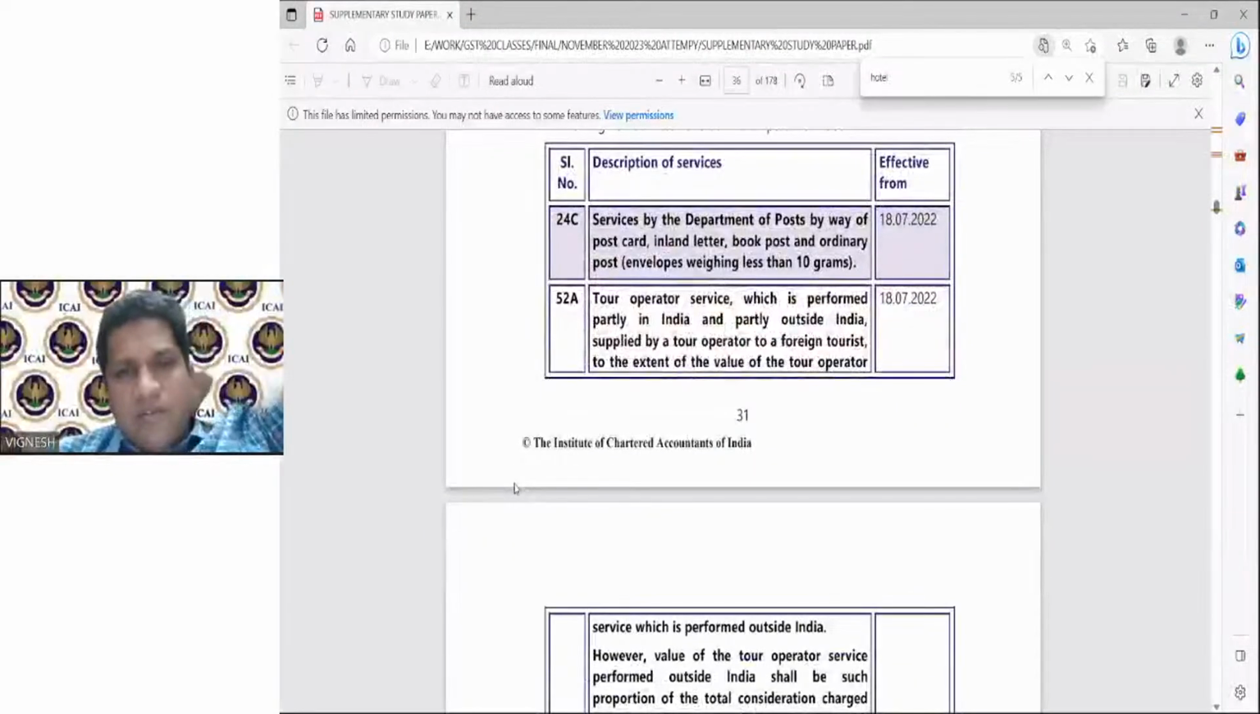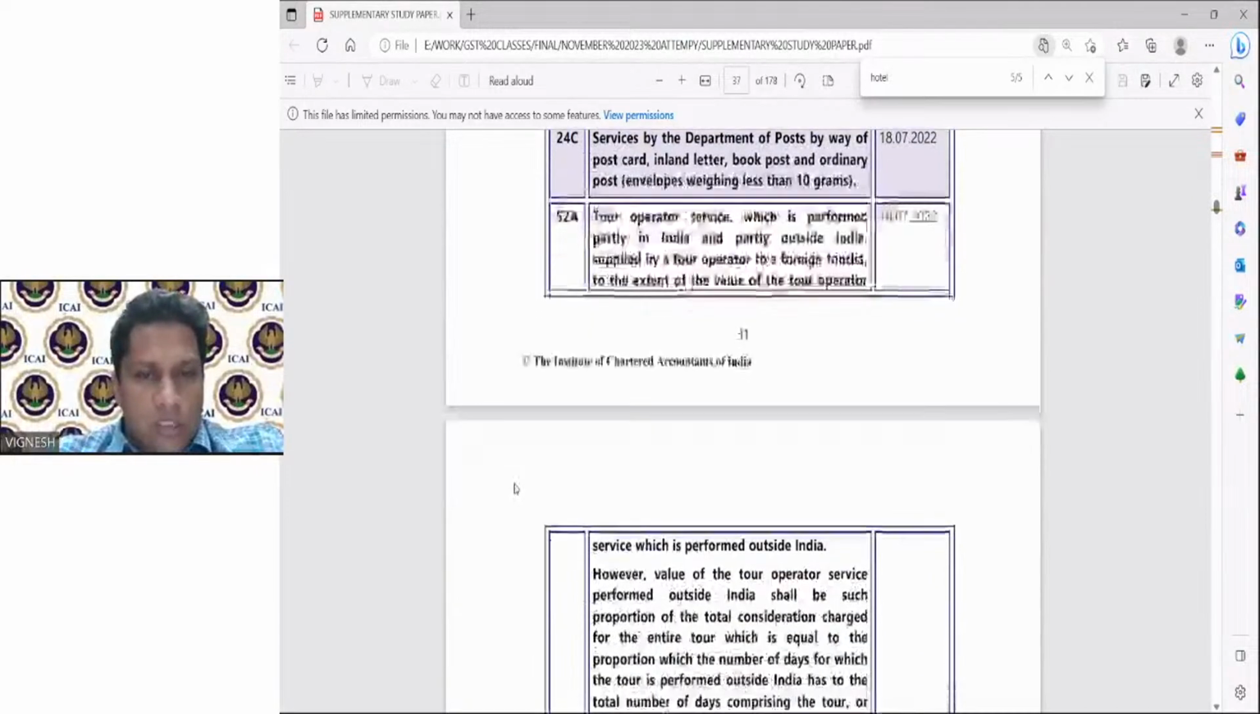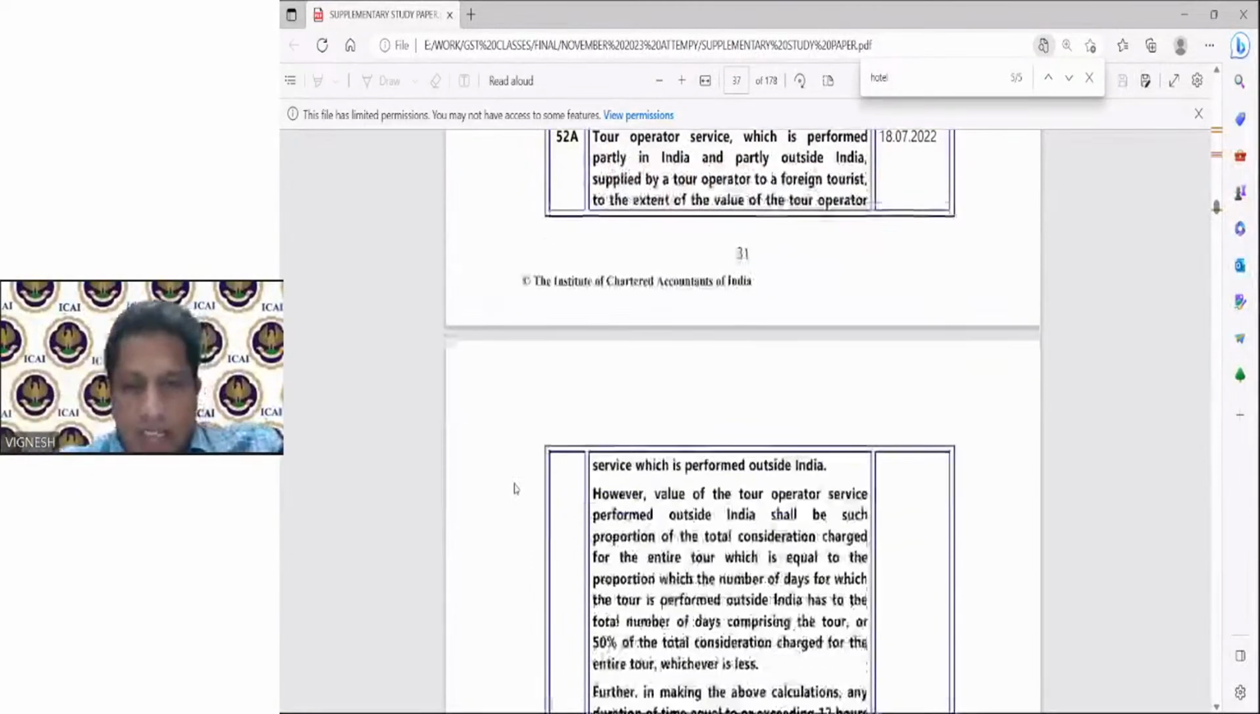Then tour operator service, which is performed partly in India and partly outside India, supplied by the tour operator to a foreign tourist, to the extent of the value of the tour operator service which is performed outside India. So you are a tour operator, you are providing the service to a foreigner. In that, some is in India, some is outside India. To the extent of the value which is outside India, it is exempt.